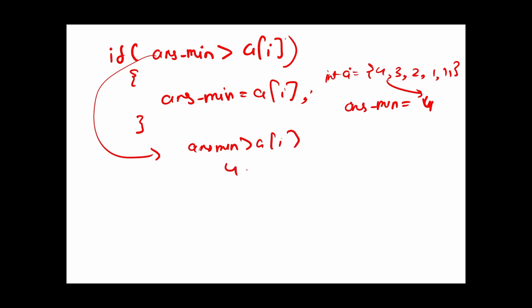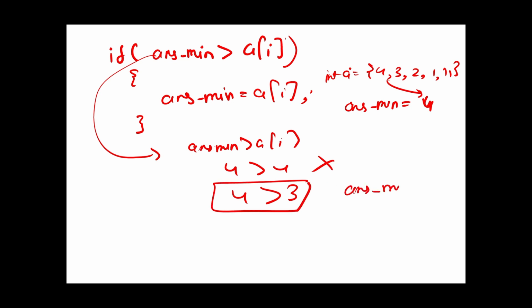Like answer min here is 4, and the first array element is 4, so no value is being updated. After that, answer min is 4, but the array element after this is 3, so this condition is satisfied. So answer min, the minimum answer, will become 3. After this, the minimum value is 3, and the next array element is 2. So here also the condition is satisfied, so the minimum answer becomes 2.